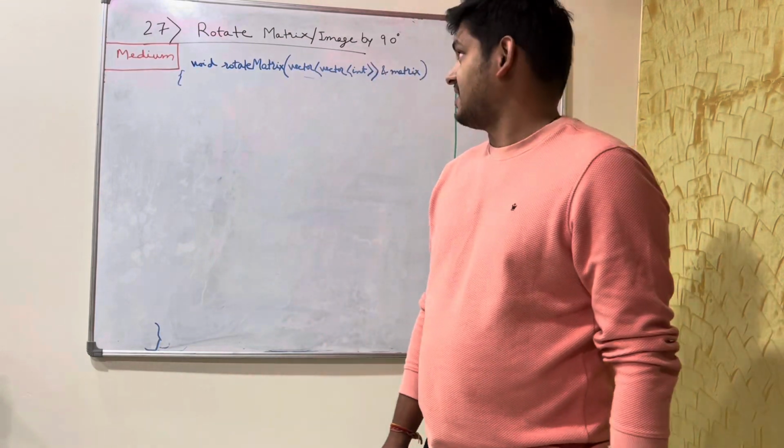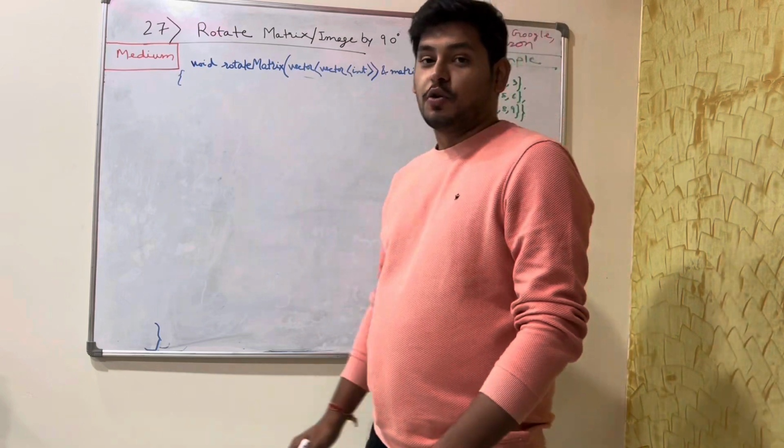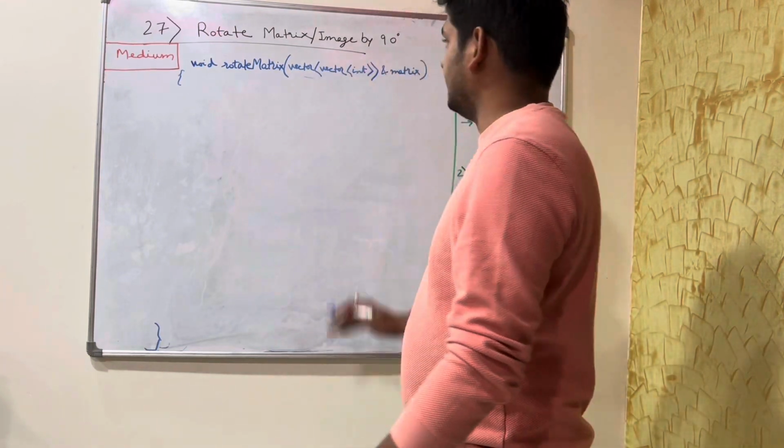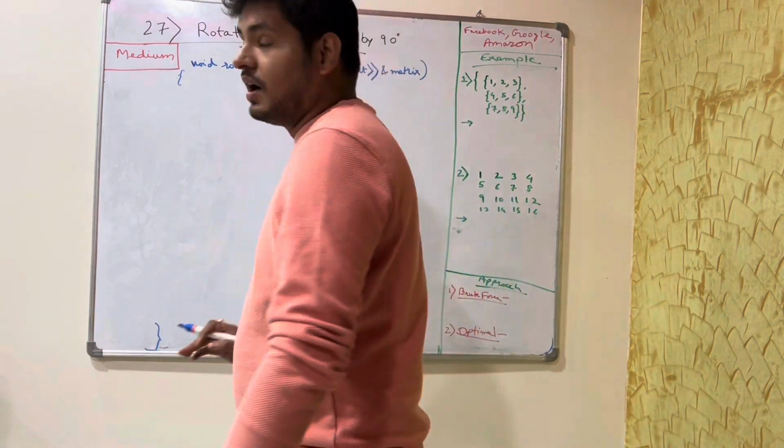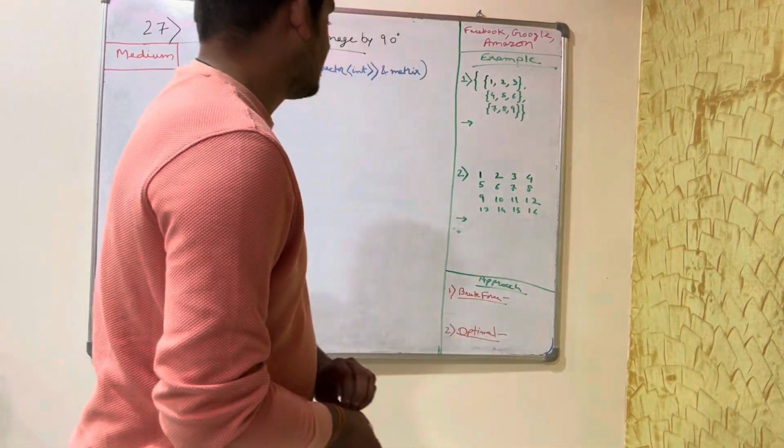Today we are going to solve the 27th question of the problem solving series, which is based on arrays. The question is rotate matrix or image by 90 degrees. The difficulty level is medium, and this question has been asked in Google, Facebook and Amazon. So let's look at the example.